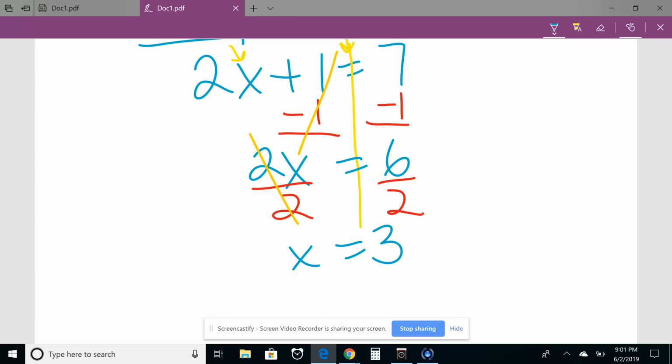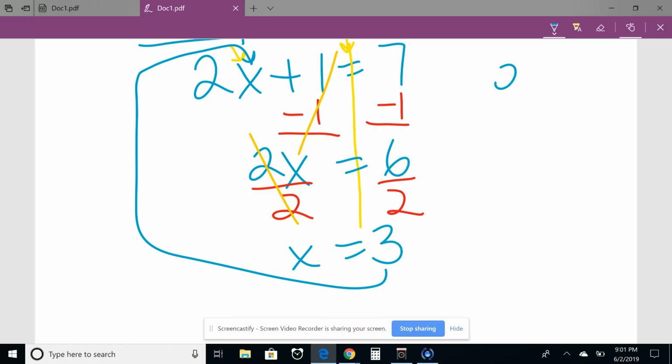And you could check this by plugging it back into your original equation. 2 times 3 plus 1 is 6 plus 1, which is 7. Okay, and that's a way to double check your answers.